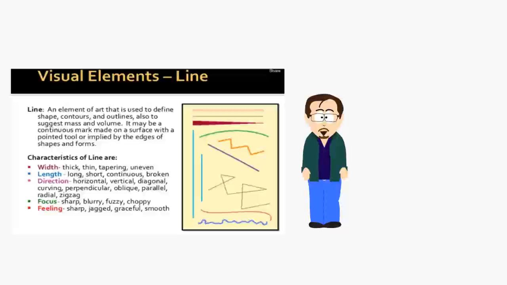Line is an element of art that is used to define shape, contours, and outlines, also to suggest mass and volume. It may be a continuous mark made on a surface with a pointed tool or implied by the edges of shapes and forms. Characteristics of lines are width, length, direction, focus, and feeling.